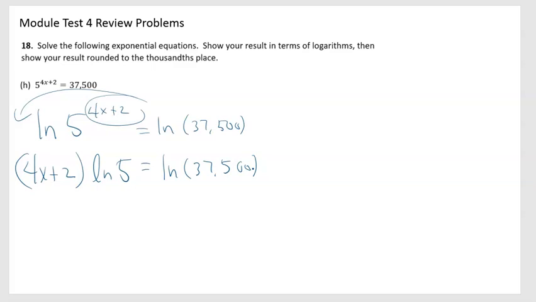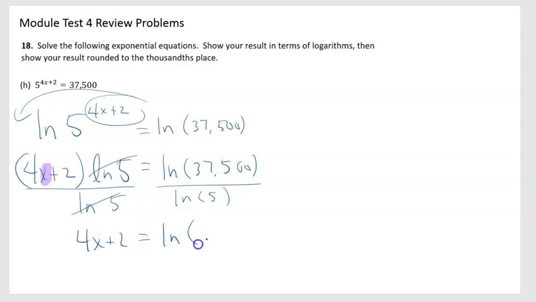All right, now my goal is to solve for this x. If you have to highlight it just to keep up with it, that's the guy I'm trying to solve for. Now, there are no x's on both sides of this equation, so there's no need to distribute the natural log of 5 inside. Let's just divide by it. So divide by natural log of 5, so it cancels here, but you also have to divide by it on the right. Now I have the equation 4x plus 2 is equal to the natural log of 37,500 divided by the natural log of 5.